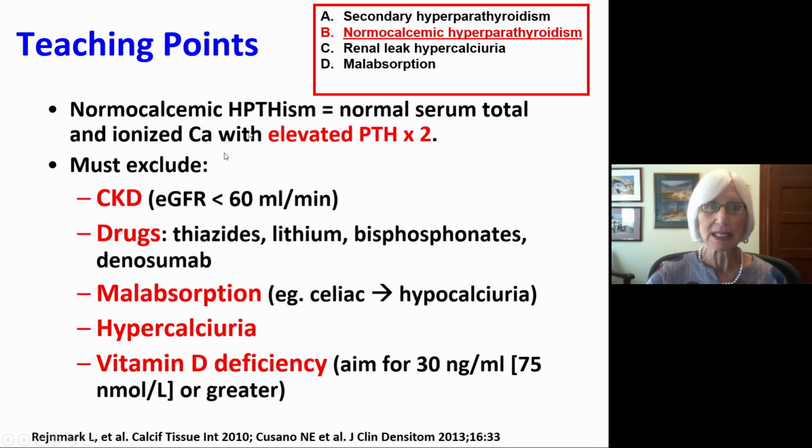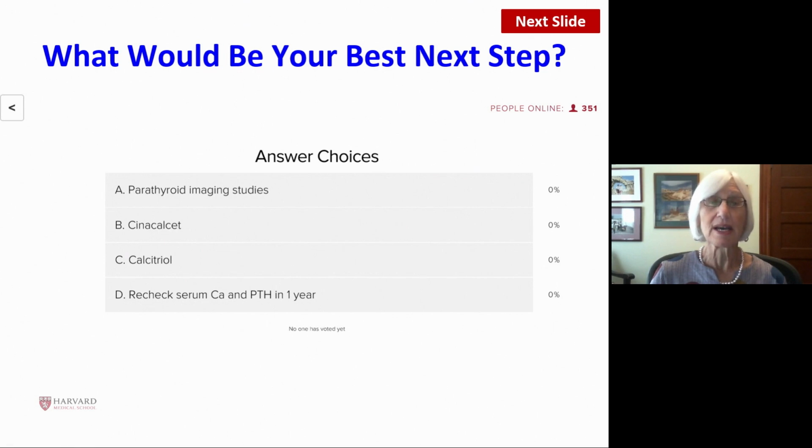You cannot make this diagnosis if the patient has CKD, if they are on certain drugs, including if they've been treated with bisphosphonates or denosumab, which will raise PTH, if they have malabsorption, such as celiac disease, if they have hypercalciuria, or if they have vitamin D deficiency. So these have to be ruled out before you can make the diagnosis of normocalcemic hyperparathyroidism, and those all were ruled out in our patient.